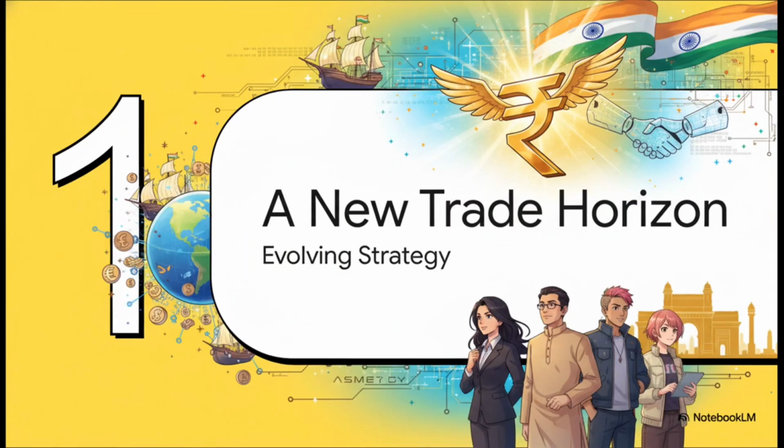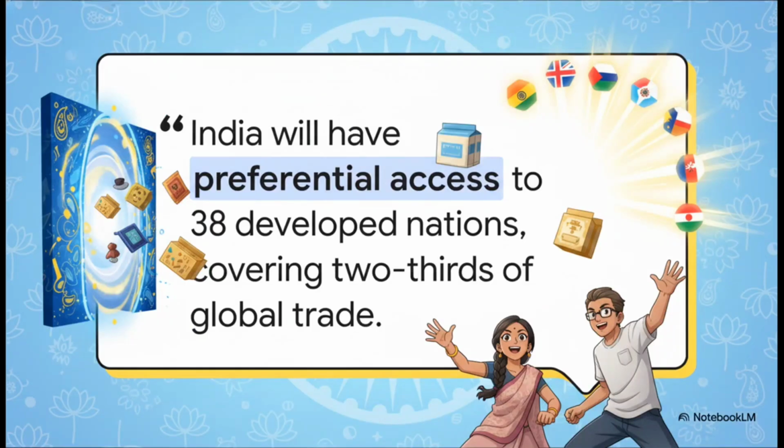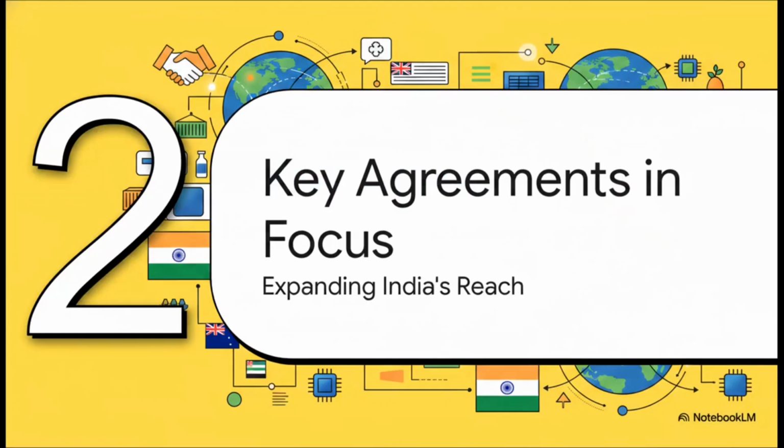The government is signaling a major push in its international trade negotiations. It's a whole new ballgame, really. Aspirants, this statement you see here, this is the absolute crux of the matter. The term preferential access is key. Just think of it like this. It means lower tariffs and much easier market entry for Indian goods compared to our competitors. It's a huge advantage. So which countries are we actually talking about?